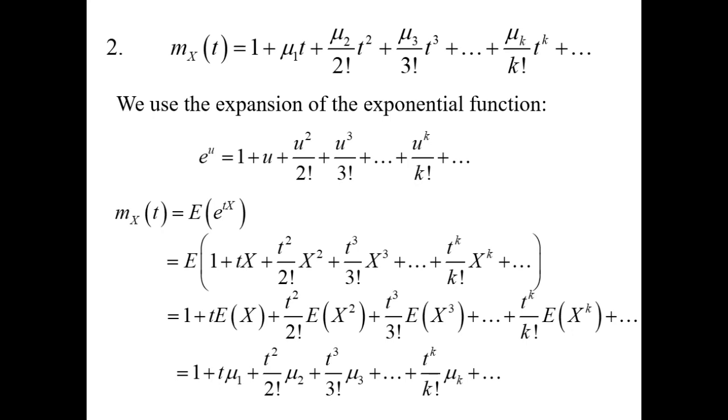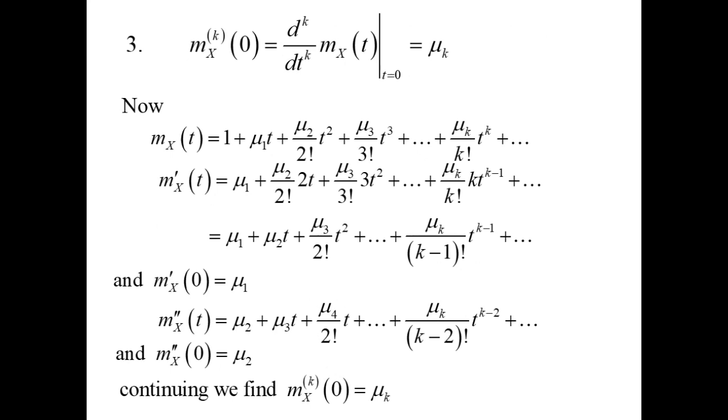We can also generate all the moments from this moment generating function using the next property. Differentiate this moment generating function k times and then put t is equal to 0. We can see that the answer is mu k, the kth moment. M_X(t) is equal to 1 plus mu1 t plus mu2 by 2 factorial t square plus mu3 by 3 factorial t cube plus etc., plus mu k by k factorial t raised to k plus etc.